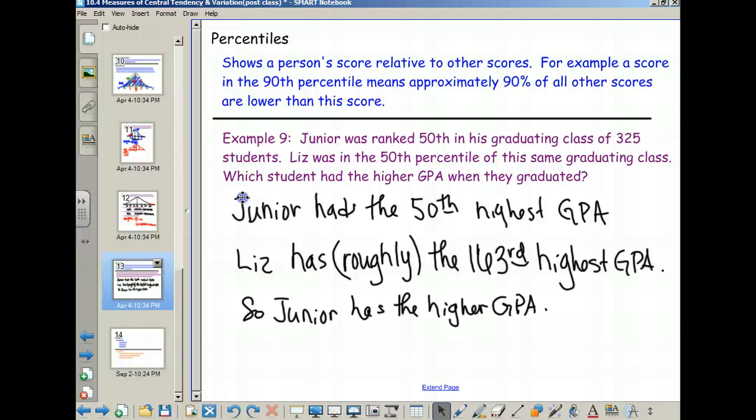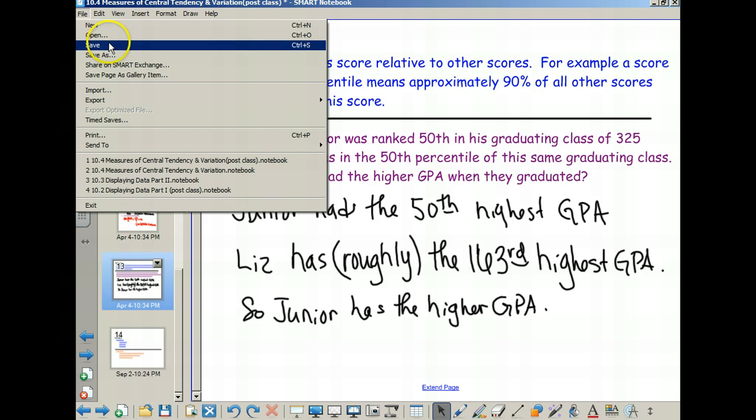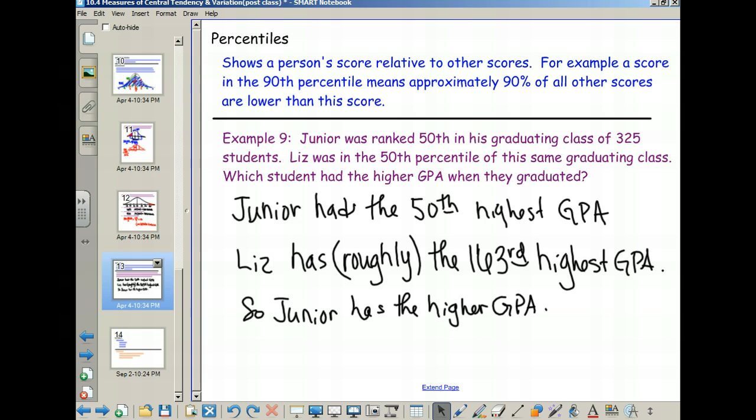All right, I promise this next section really is only going to take about 5 minutes. Do you guys think we can get it done?